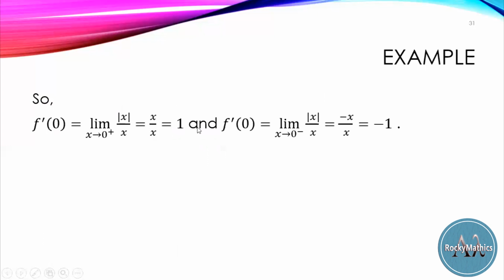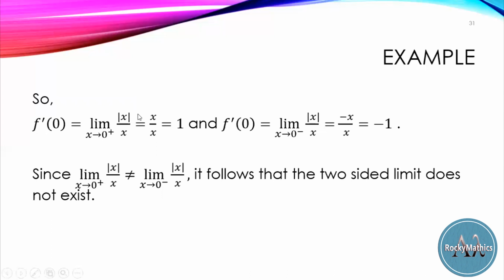On the other hand, f prime of 0 is equal to the limit of the absolute value of x over x as x approaches 0 from the left. So we're considering the values from the left of 0. By definition of absolute value, this becomes negative x since the values are from the left of 0. Negative x over x is equal to negative 1.